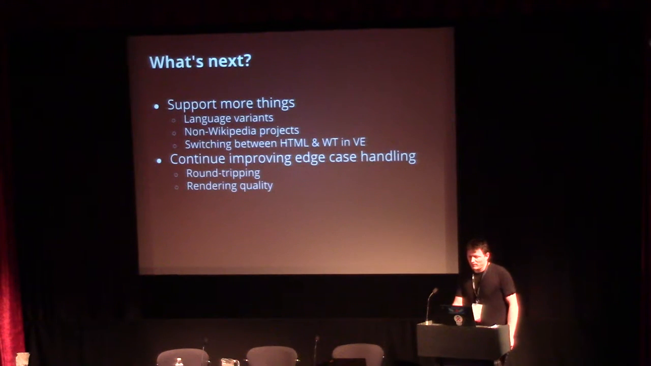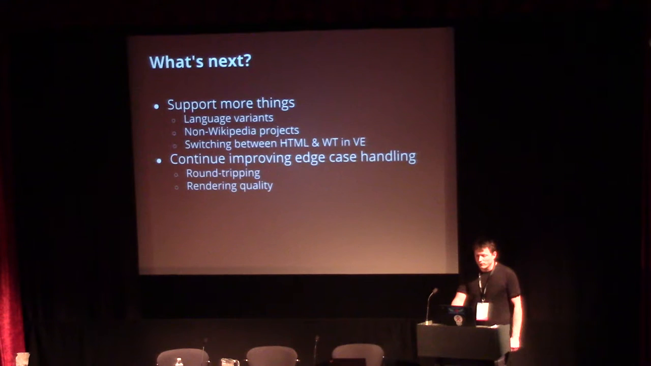So the next steps. We want to support more things like language variants. That's a very tricky area. There are non-Wikipedia projects. We had some discussions here already for Wikisource. And then switching between HTML and Wikitext and Visual Editor, that would also be nice, but it's very difficult because of something we come to later. Edge case handling is an ongoing thing that basically will continue forever. It's always something you can improve.